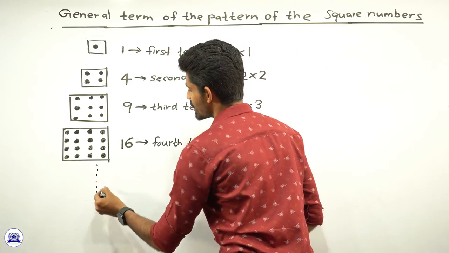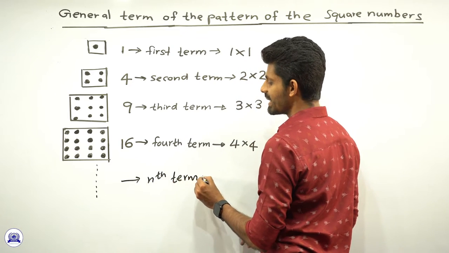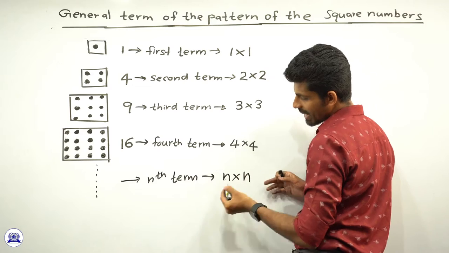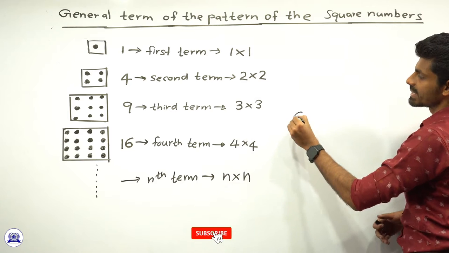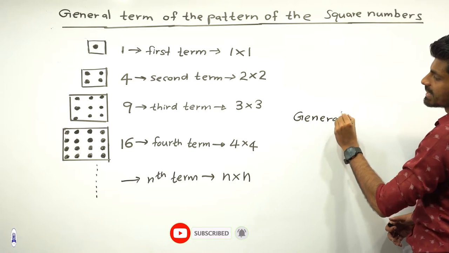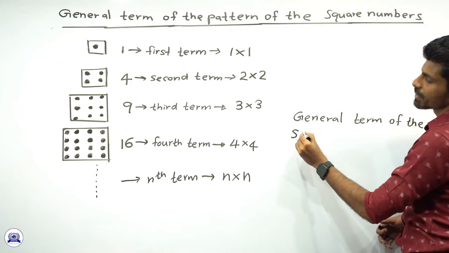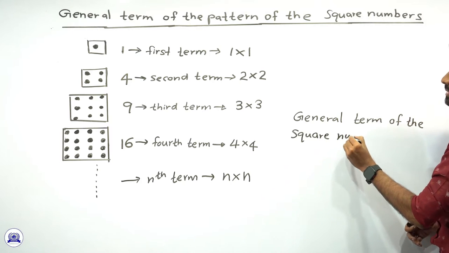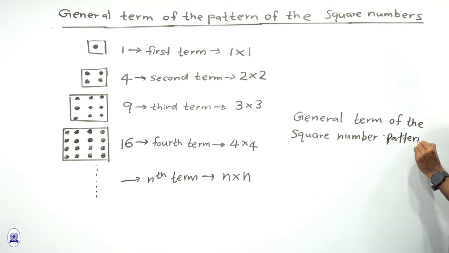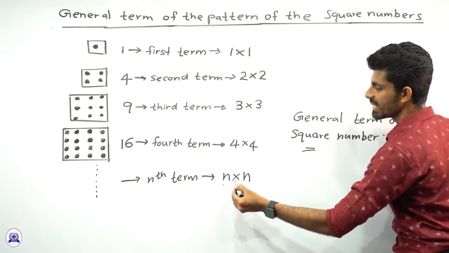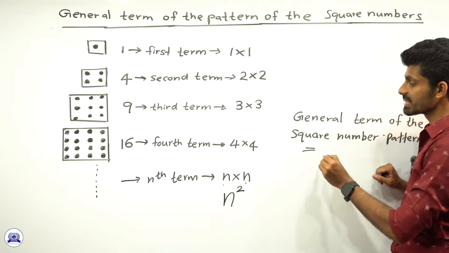Then you can take the nth term. The nth term means n into n. So what is the general term of the square number pattern? The general term of the square number pattern equals n to the power 2. n to the power 2 means n squared.